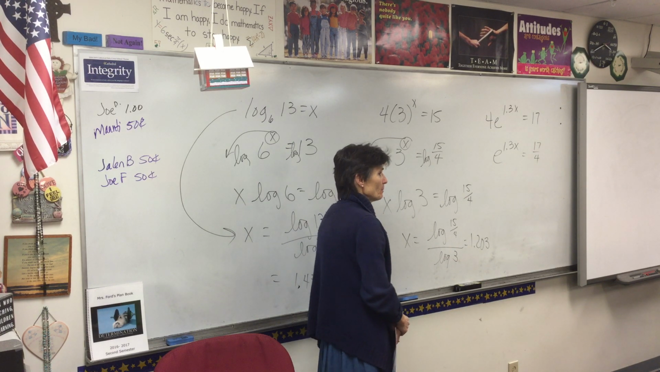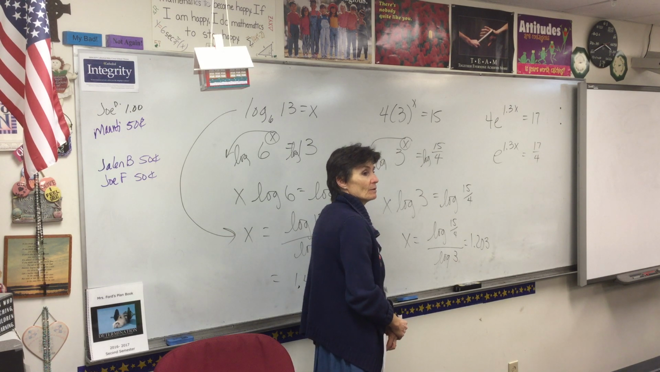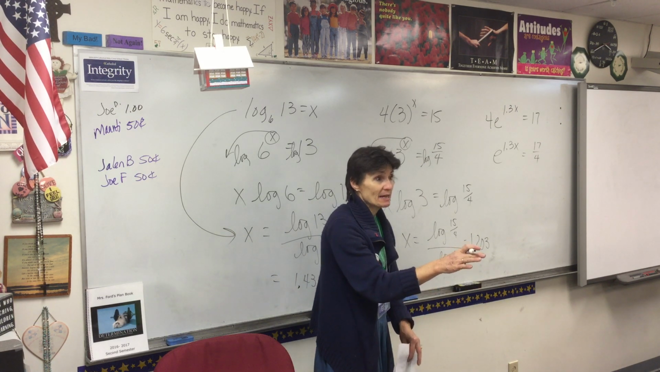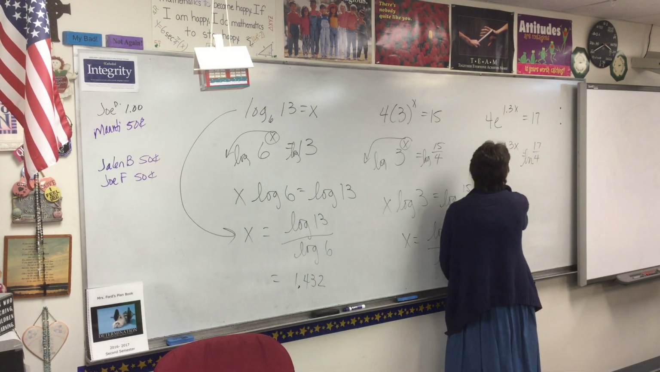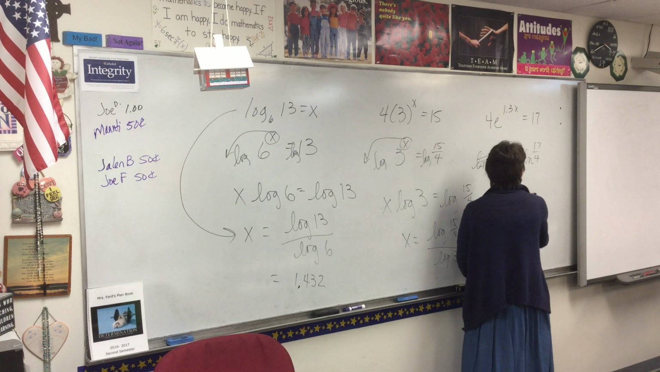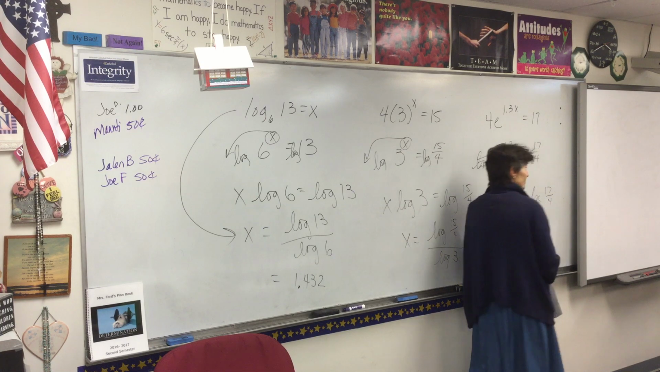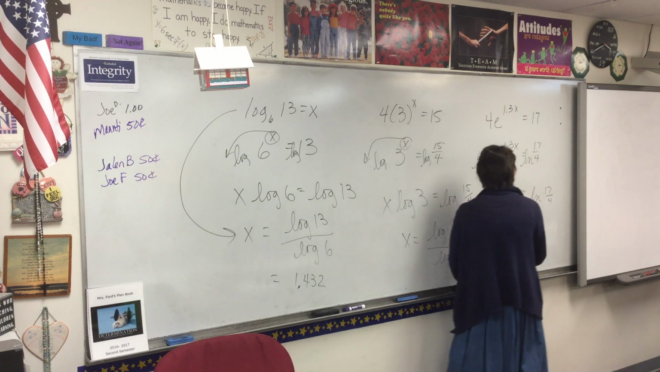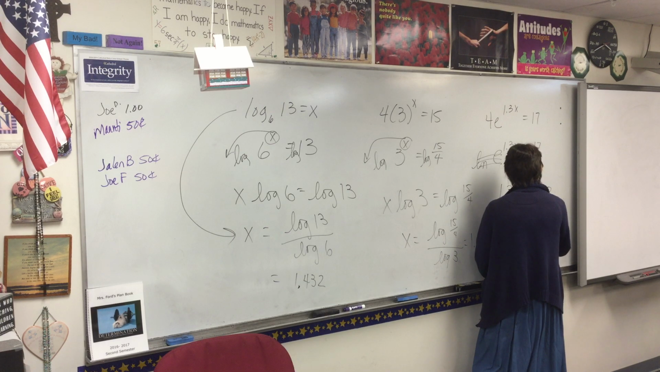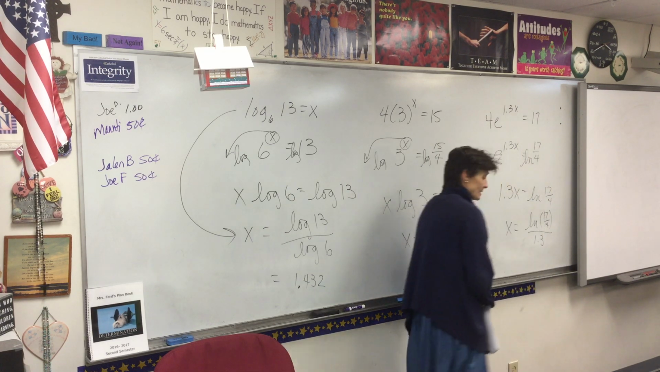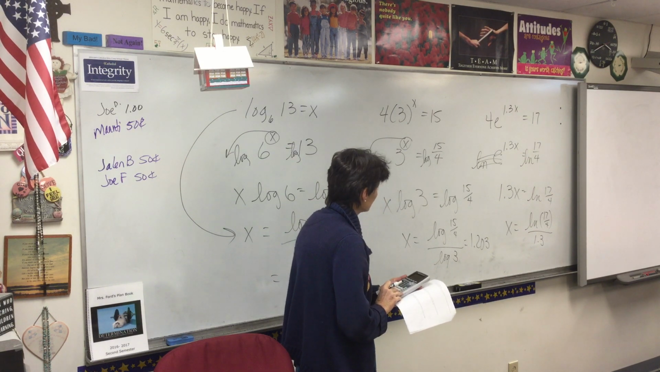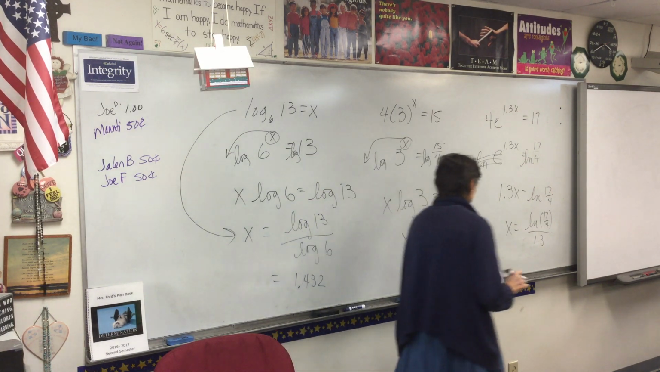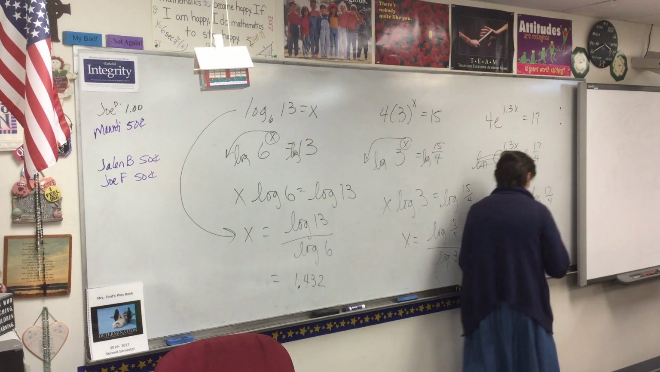Now, what about this guy? What's a little bit different about this one? That's an e, so you have to ln it. We don't have to ln it, but lning it makes it easier, right? Because if we ln it, the ln e goes away, and we just have 1.3x equal to ln 17/4. And we divide. So once again, gotta remember those parentheses, and that's it. 1.113. Yes.